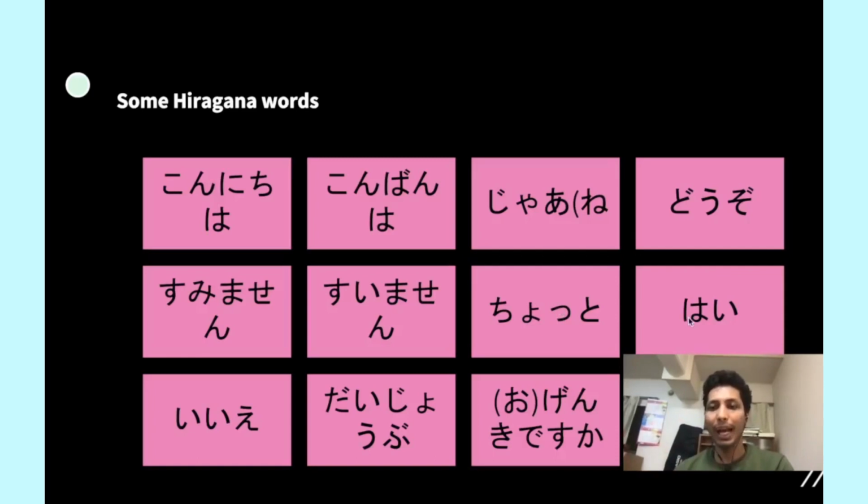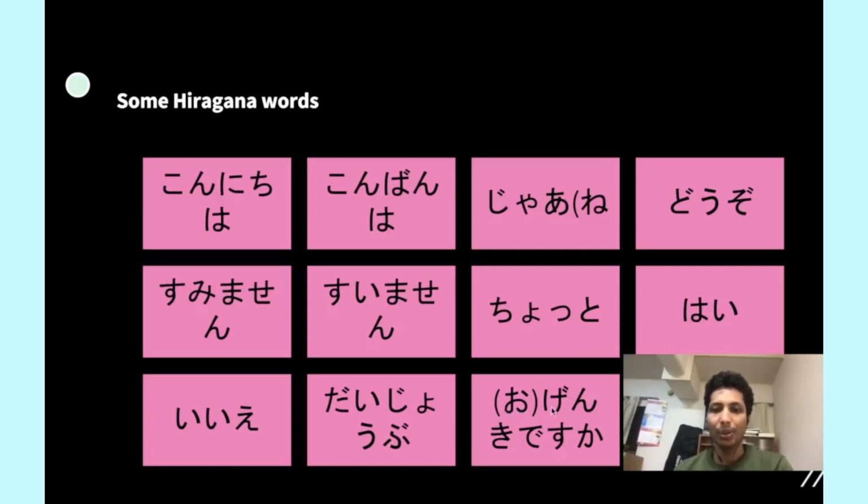Hai, hai means yes, a very popular word among Japanese people. All the time you will hear hai, hai, hai. Hai means yes, acceptance. Iie means no. Okay. Daijobu. See, this is very difficult, but anyway, you will learn it. Daijobu means okay, that's fine, good.